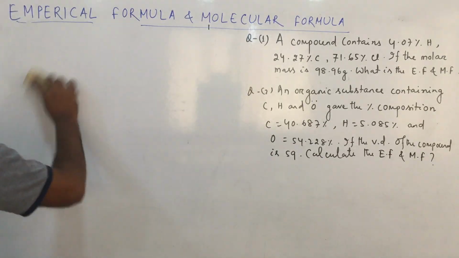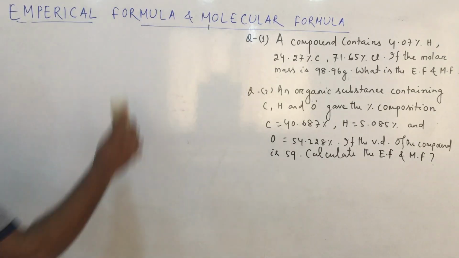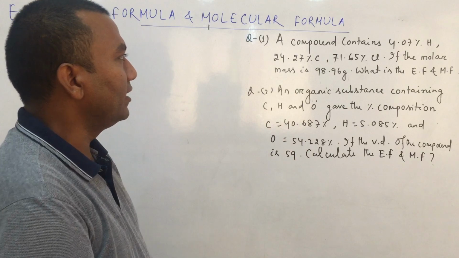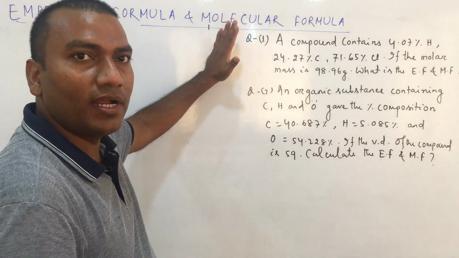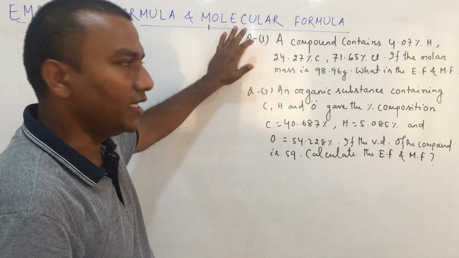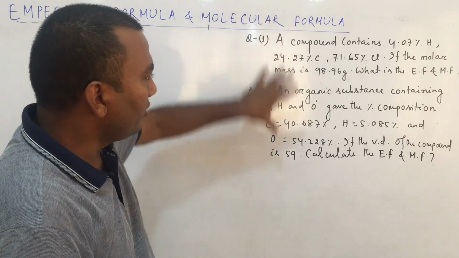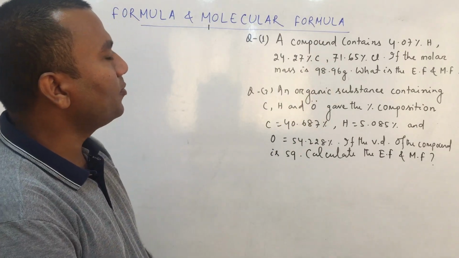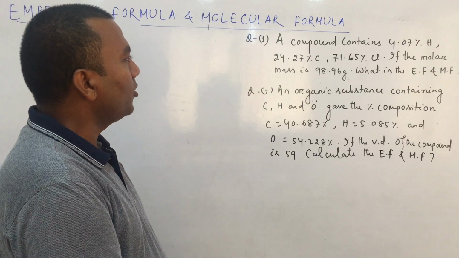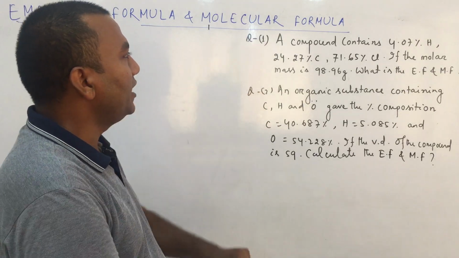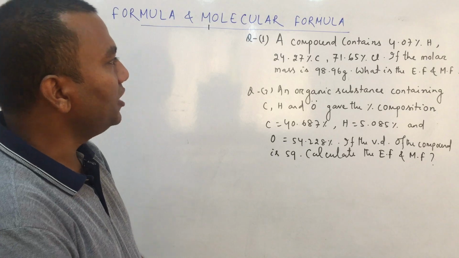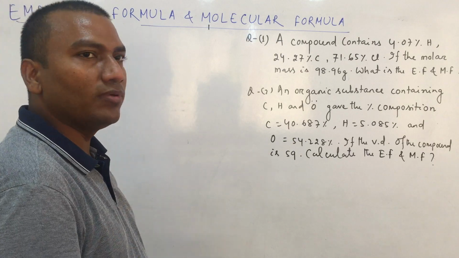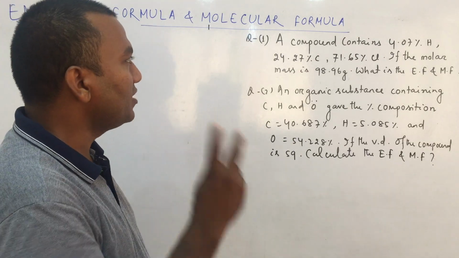On the basis of this concept, empirical formula and molecular formula, I have written two numericals, because from this part maximum numericals come. First question: a compound contains 4.07% hydrogen, 24.27% carbon, 71.65% chlorine. If the molecular mass is 98.96, then what is the empirical formula and the molecular formula? Clear? These are actually 2 mark questions.